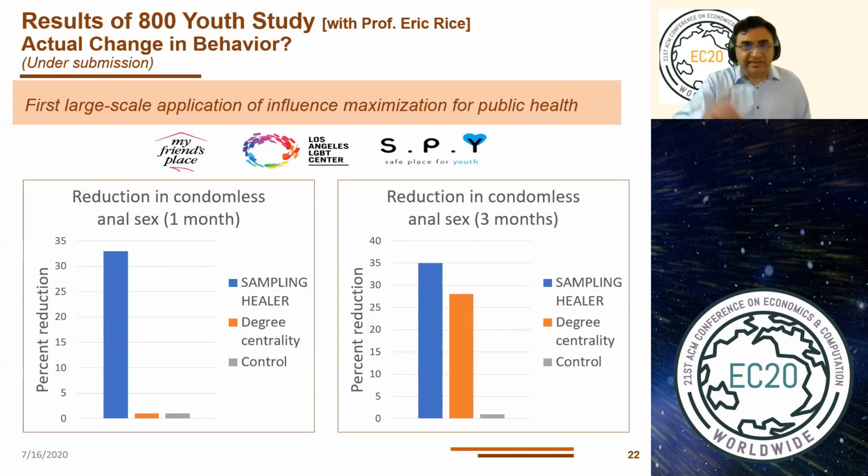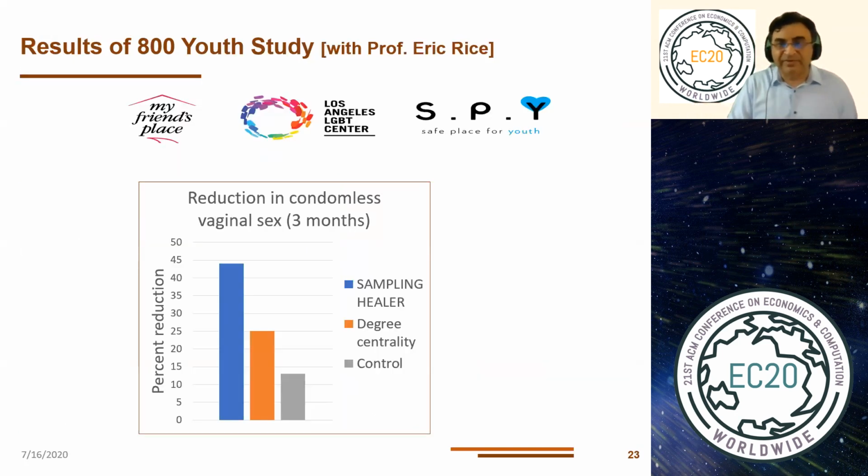The paper that's under submission, it's also an archive, provides more details on other kinds of metrics. But here's another one, reduction in condomless vaginal sex. And again, you see that sampling healer at the end of 3 months has reduced this significantly more than degree centrality. All of this has led to excitement amongst our partners.